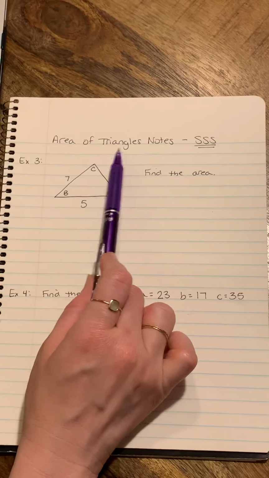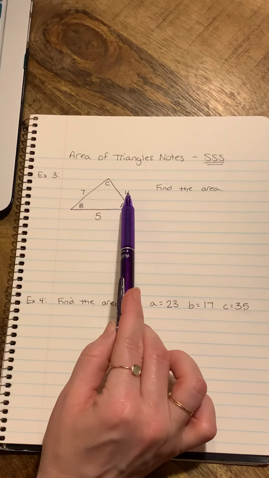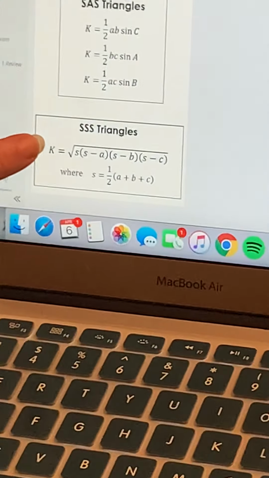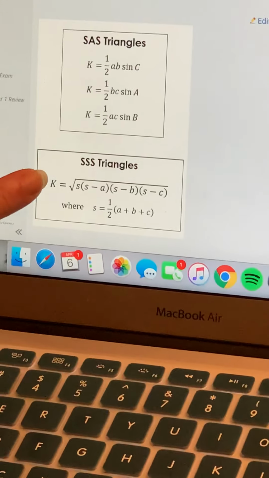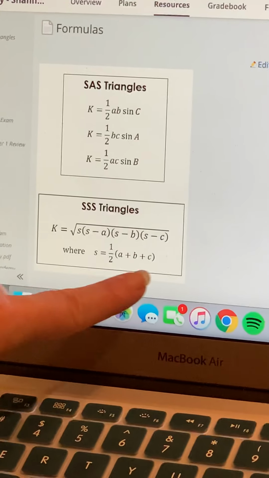These are the area of triangles notes, but for side, side, side triangles. So you're gonna use this when you know all three sides of the triangle and none of your angles. If you look at our formula, it's actually a two-part formula. Here's K equals, K is the area, and then S is something that we have to find first. So we're always gonna do this little part first.